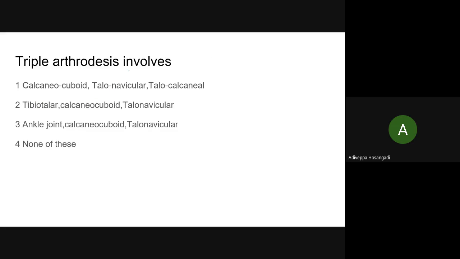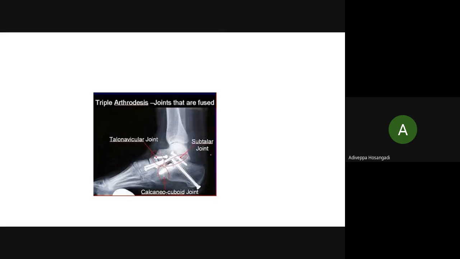Triple arthrodesis. I will show you one diagram so that you will remember easily. Triple arthrodesis means three joints. This is the talus. Talonavicular joint is fused. Talocalcaneal joint is fused. Calcaneocuboid is fused. Three joints are fused. Triple arthrodesis is the treatment in neglected CTV. Please remember this picture. Very, very important. Talus is fused with calcaneum. Calcaneum is fused with cuboid, and talus with the navicular bone.